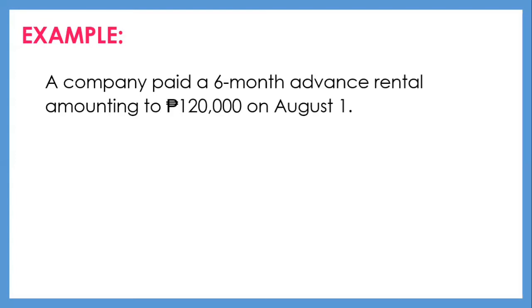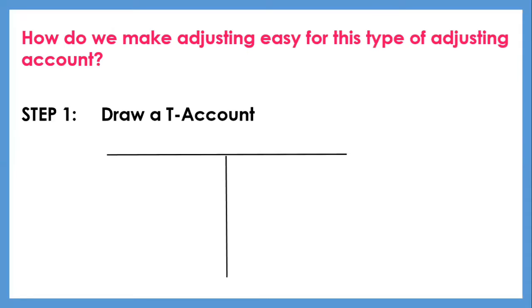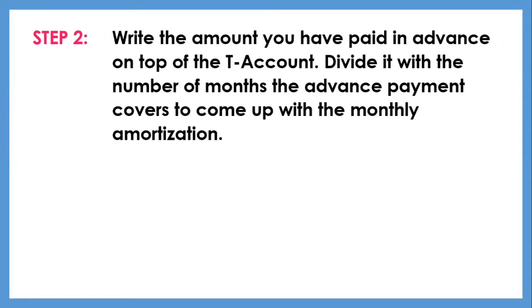The first step that we need to do is to draw a T account. As you can see, we are drawing a T account right here. In step number 2, we need to write the amount you have paid in advance on top of the T account, and then divide it by the number of months the advance payment covers to come up with the monthly amortization. Now, let us go back to our problem.